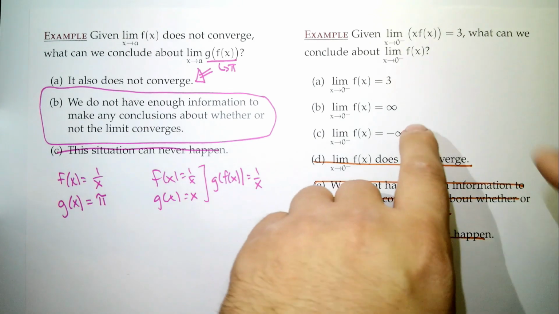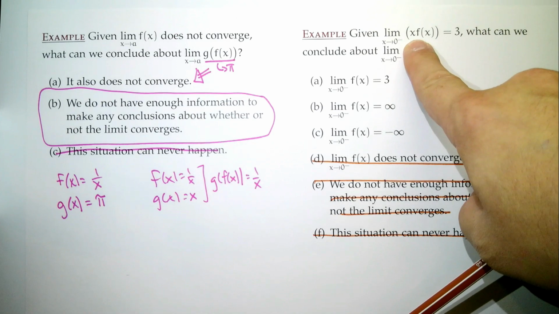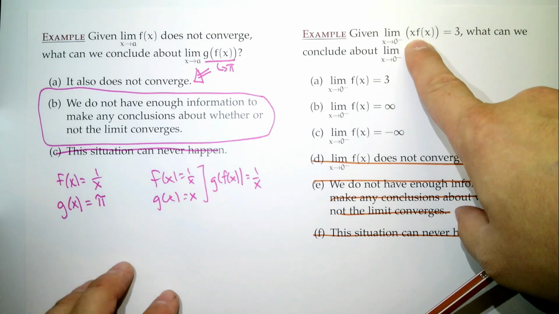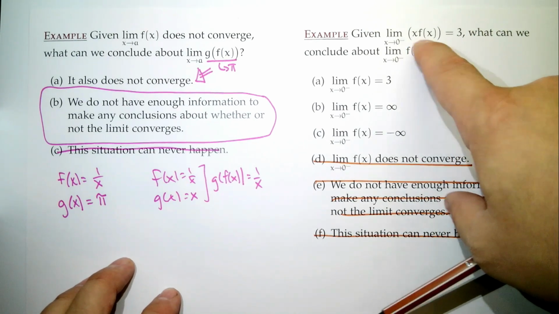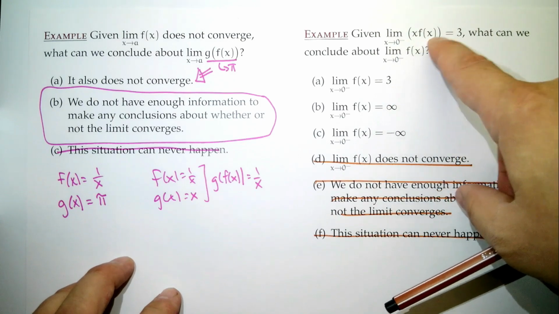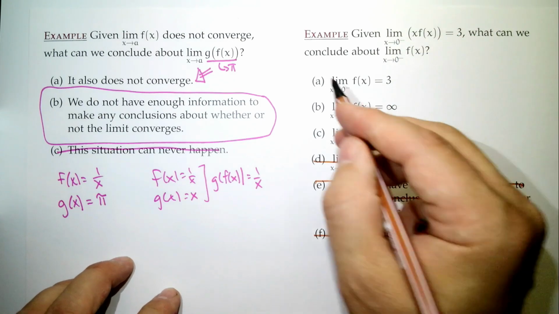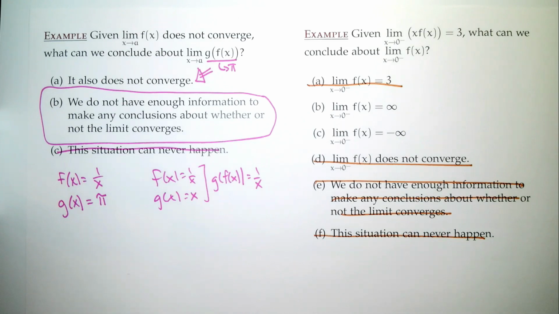It can't be A. Why not? Well, what does x go to? It's going to 0. So if f of x is going to 3, then I'd be going to 0 times 3, which is not very close to 3. So it's not A. All right, 50-50 chance. Is it positive infinity or negative infinity? All right, it's negative infinity.